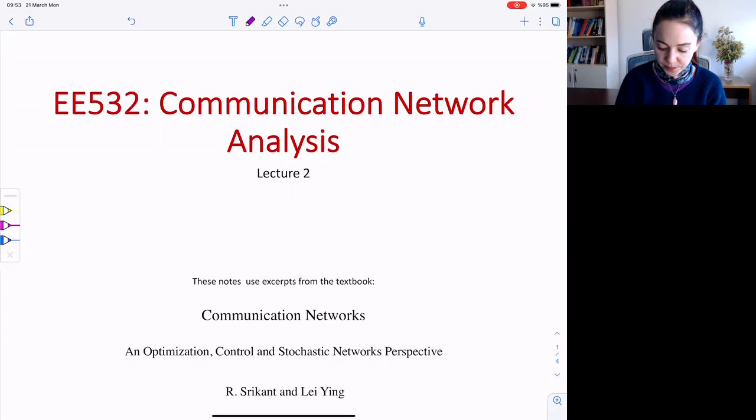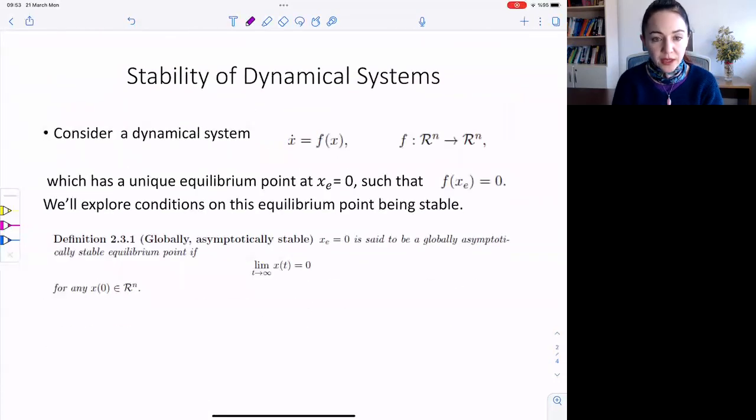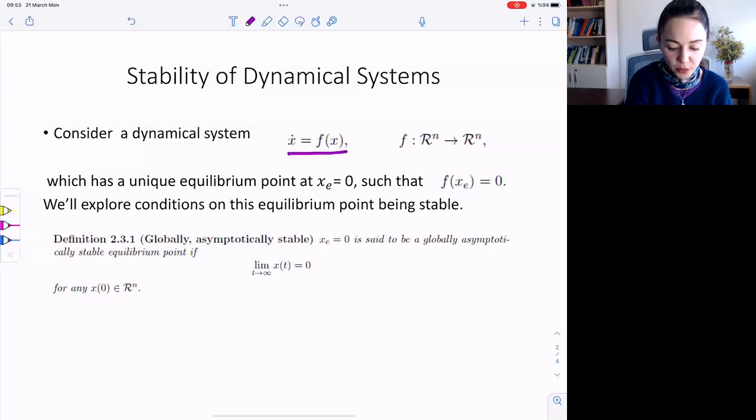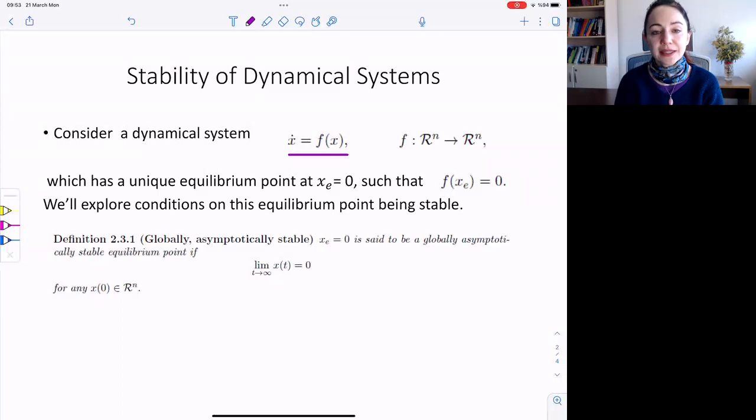So consider a dynamical system characterized by this very simple relationship, where X is the system state vector, and the derivative of the system state vector is characterized by this function f of the state X. The function is from Rn to Rn.